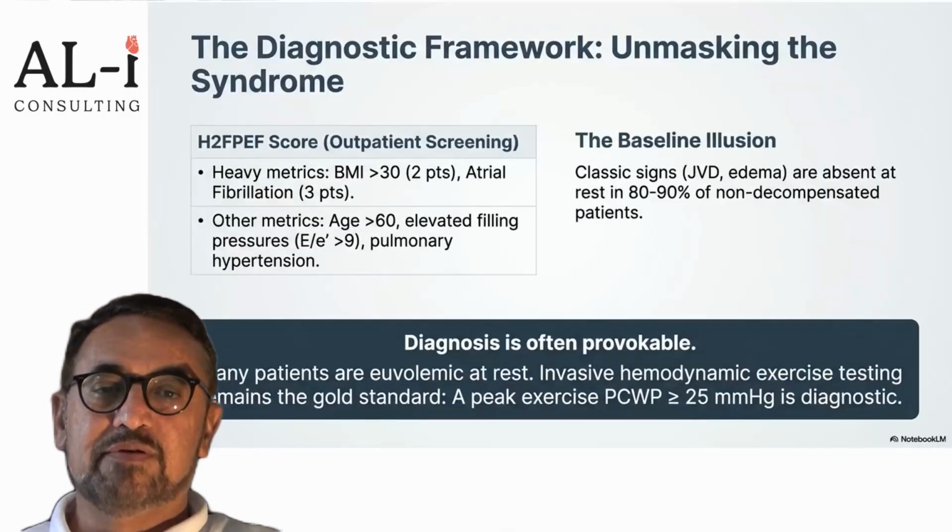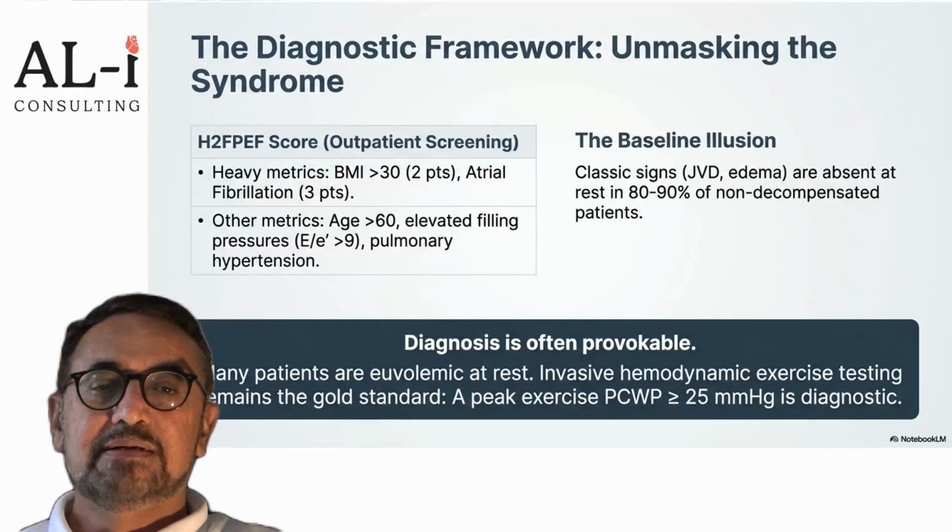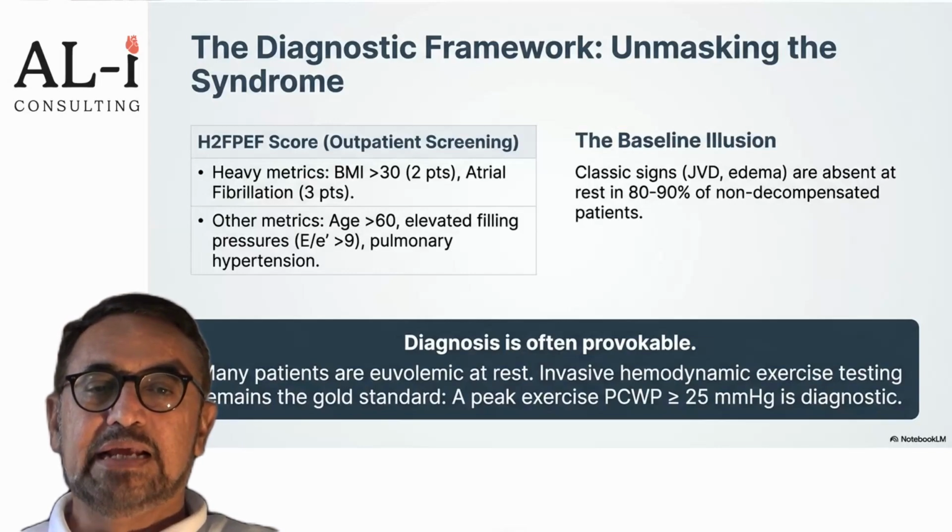The diagnostic framework. Unmasking the syndrome. Diagnosis is often the hardest part because resting findings can be misleading. The H2FpEF score helps with outpatient screening. Heavier patients and those with atrial fibrillation get the biggest point contributions, while age, elevated filling pressures, and pulmonary hypertension also increase the likelihood.